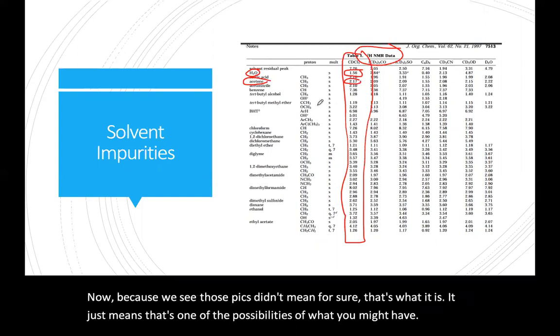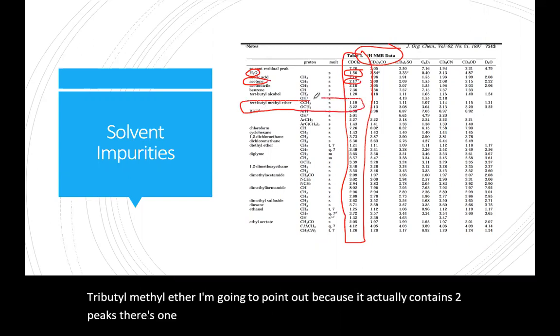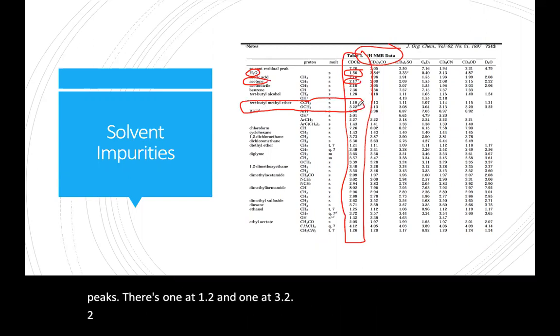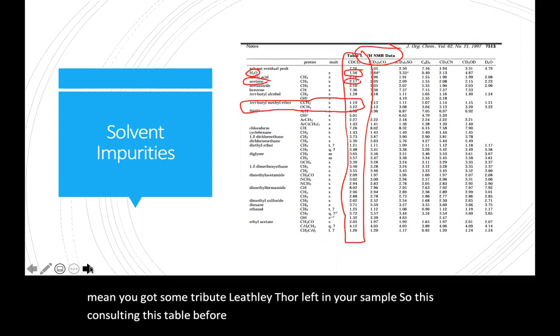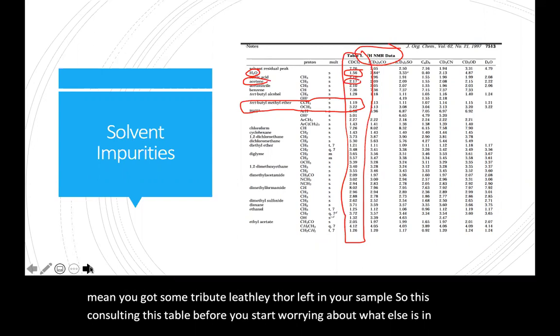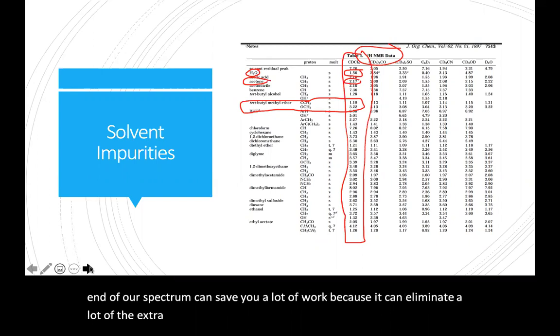Okay, tert-butyl methyl ether, I'm going to point out because it actually contains 2 peaks. There's one at 1.2 and one at 3.2. So 2 different peaks in that spectrum. And if you see both of those, that might mean you've got some tert-butyl methyl ether left in your sample. Okay, so consulting this table before you start worrying about what else is in your NMR spectrum can save you a lot of work, because it can eliminate a lot of the extra peaks that maybe don't actually belong to your compound after all.